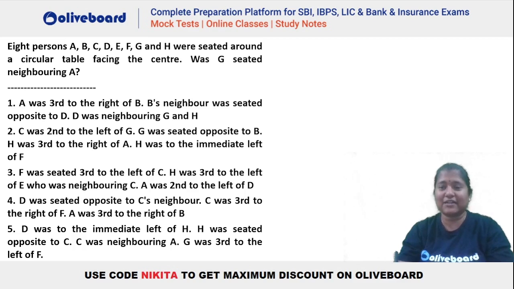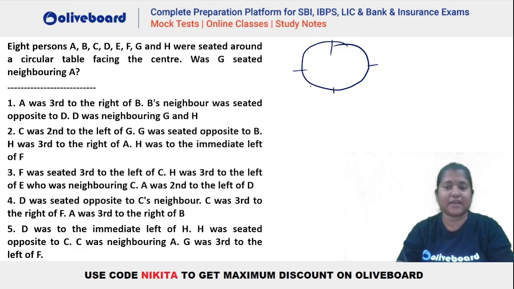Chalo, let's try it out, how this particular question is to be done. Okay, so let's see. 8 persons are seated around a circular table facing the center. The question is, is G neighboring A, right? Whether G is a neighbor of A. So the first one says A is third to the right of B. Okay, so we have 8 persons in here, and they are facing the center. So what is given? A is third to the right of B. Let's say this is your B. So A has to be this person. B's neighbor is seated opposite to D. Okay, so B's neighbor has to be opposite to D. Now this neighbor is opposite to A, so that means D has to be this person.